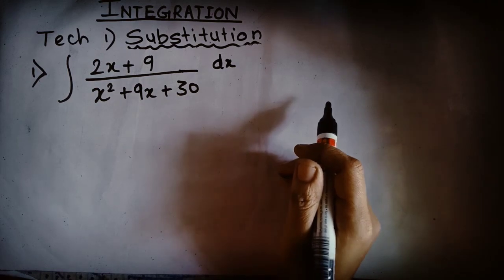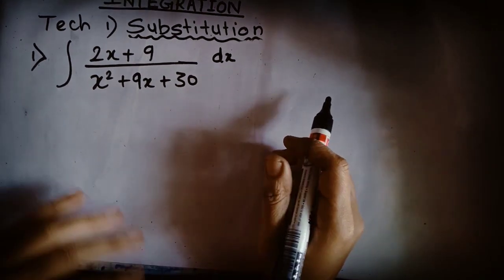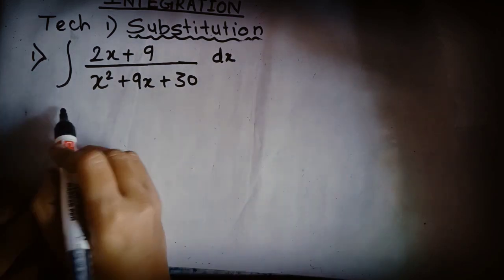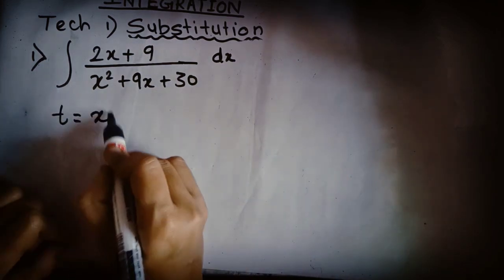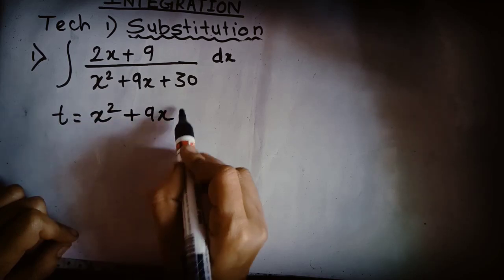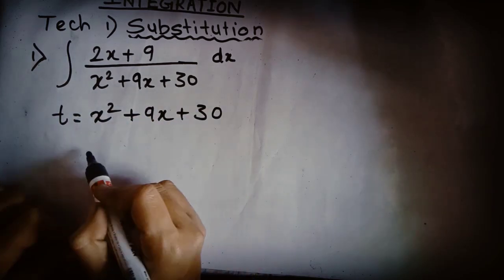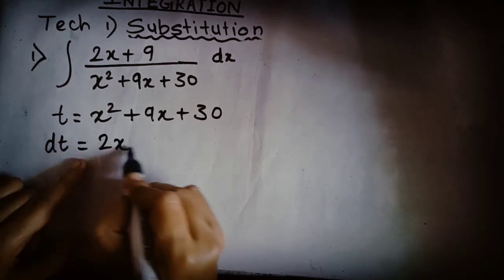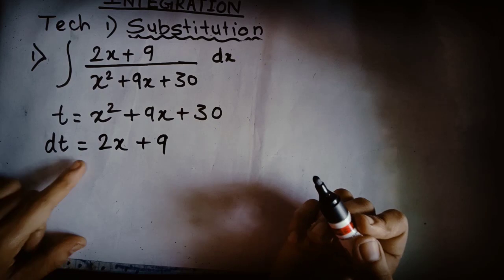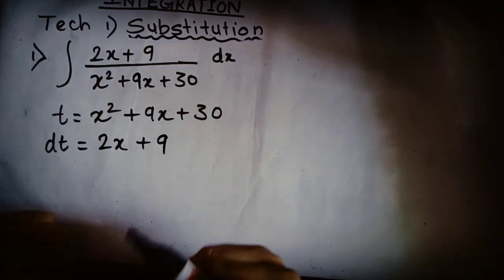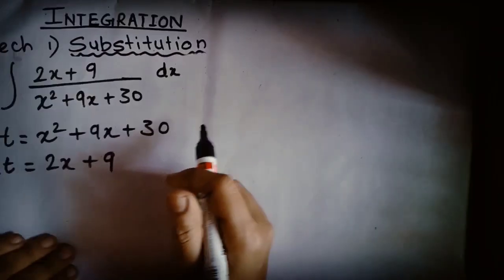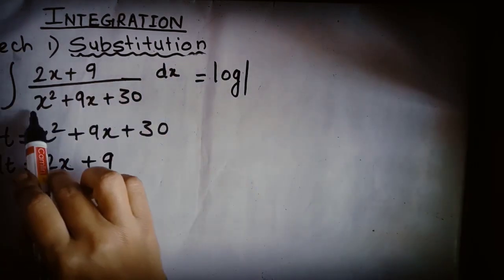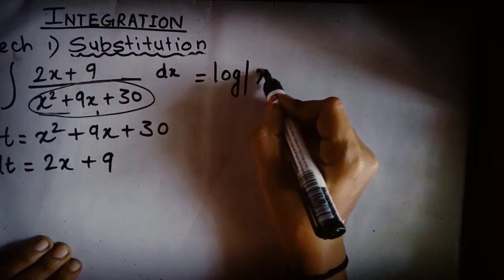Okay, so let's start with some examples. Here is one example. If I take t as x square plus 9x plus 30, which is our denominator, then the derivative is 2x plus 9. So I can use that formula f dash of x upon f of x. So I can directly write this as log of f of x, which is our this function.